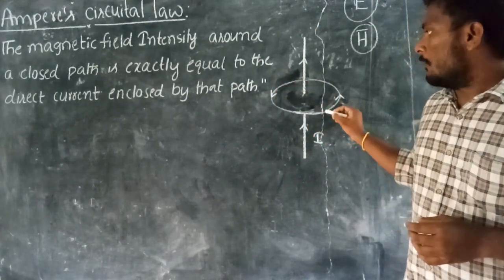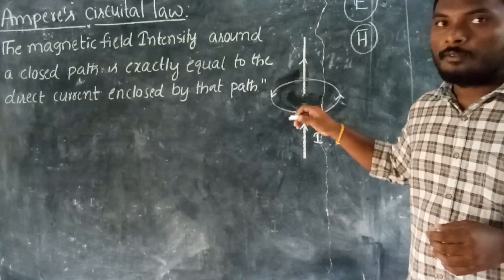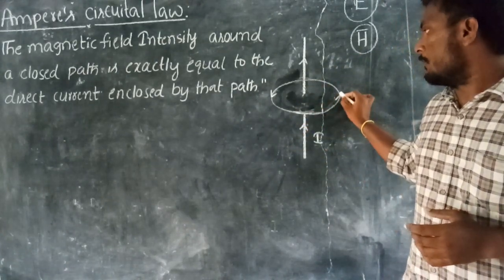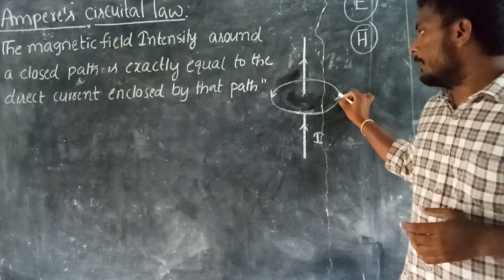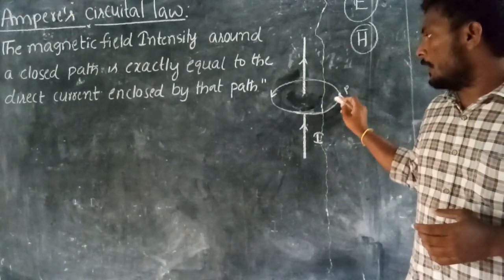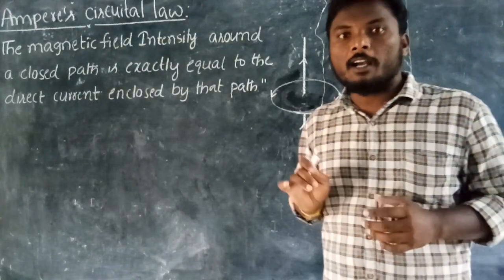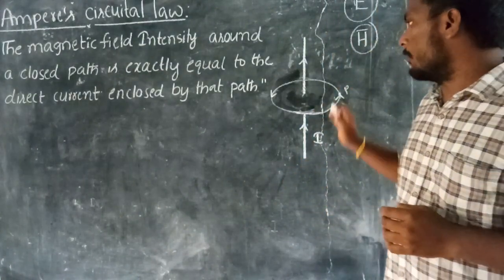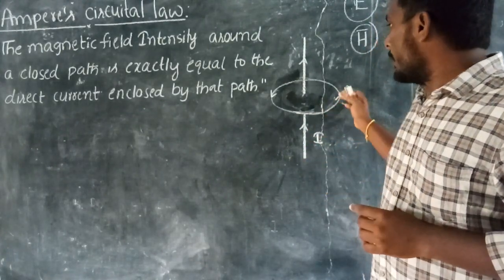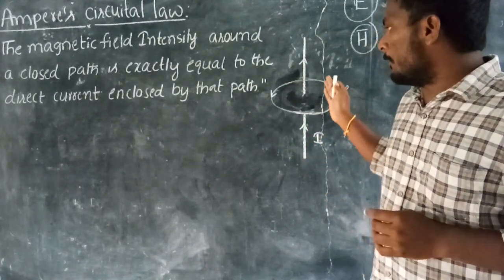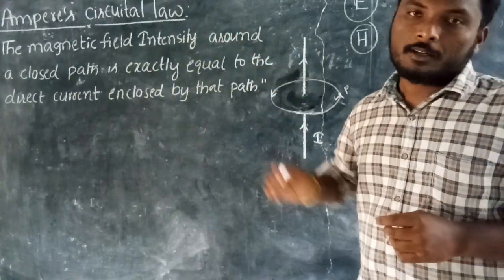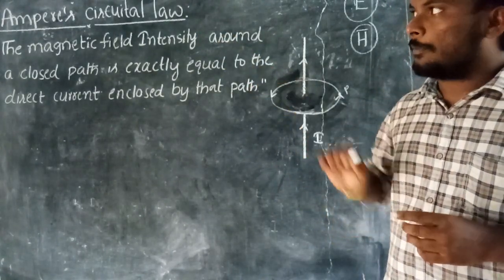Now we are going to calculate the magnetic field intensity on a magnetic field line. Suppose you want to calculate the field intensity at this point, let us consider it is a point P, where you are required to calculate the magnetic field intensity. To calculate the magnetic field intensity for such problems, we are using Ampere circuit law.